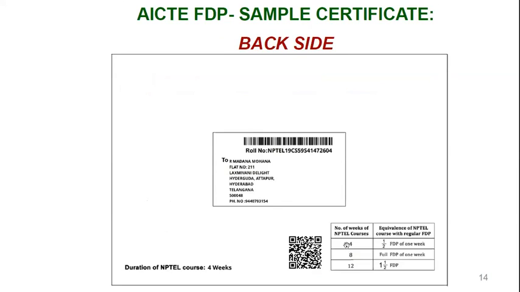So what is the duration of your FDP of 1 week? If it is an 8 weeks course, here it shows 8 weeks, then full FDP. If it is 12 weeks duration, it shows here duration as 12 weeks. Then 1.5 week FDP certificate. This is the back side of the FDP certificate, the categories.